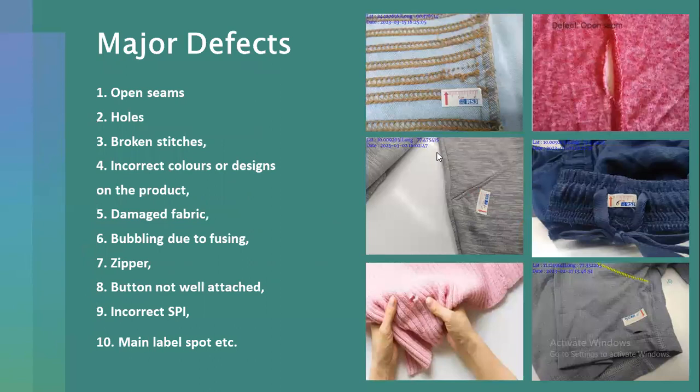Major defects, like open seam, holes, broken stitches, consecutive skip stitches, netting defect, incorrect SPI, fabric tear or torn. These are a few examples of major defects which affect the sellability. Whoever the consumer is, if they notice this, they will not buy it easily.